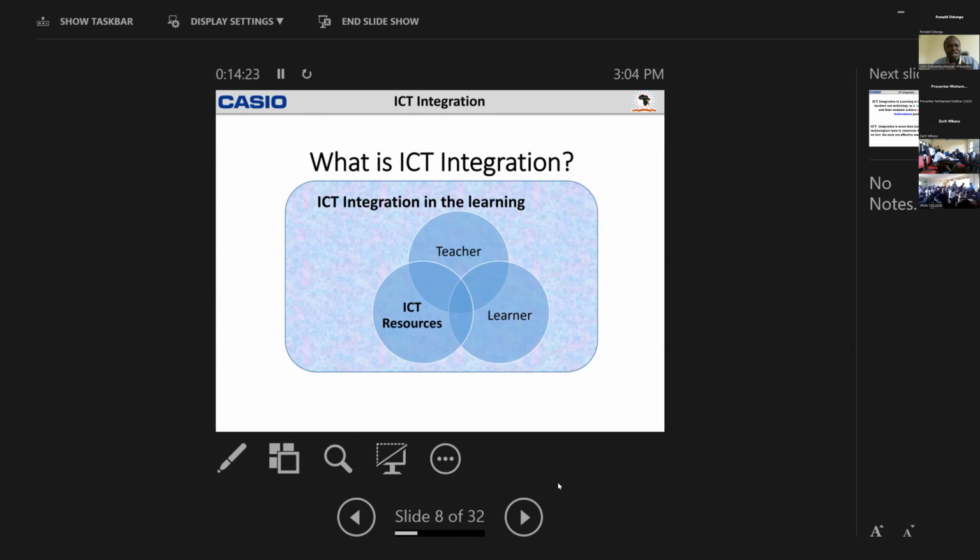I can have the knowledge, yes. I can have the content, yes. But technology enhances that. In fact, it should make the work of teachers even better, more enjoyable, and even make learners more relaxed as they work on whatever they are learning. So in this slide, we are talking of what is this ICT? We want to see the teacher there, the learner, and ICT resources, the technology in it.